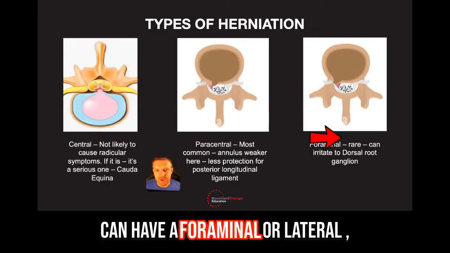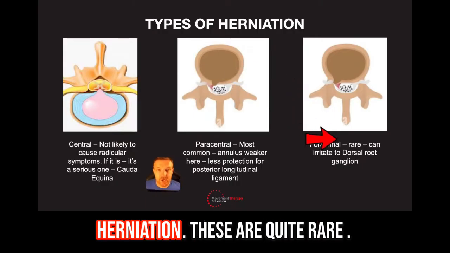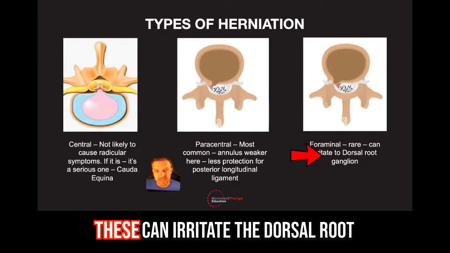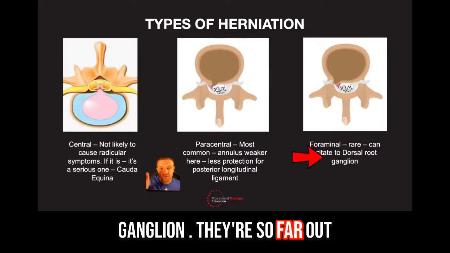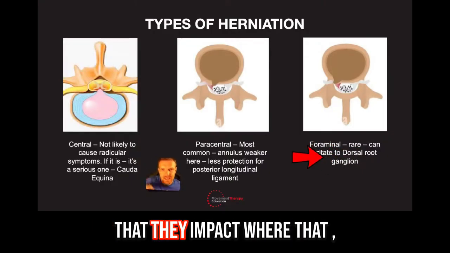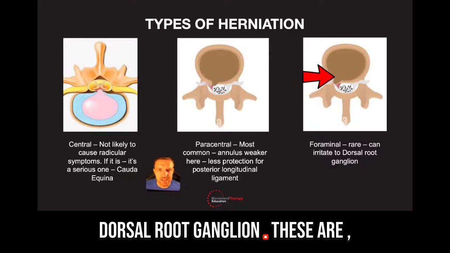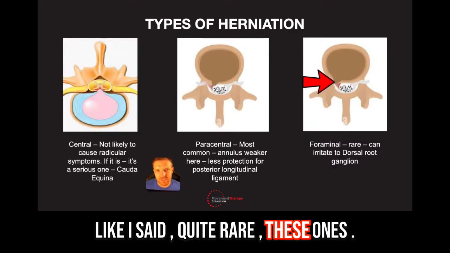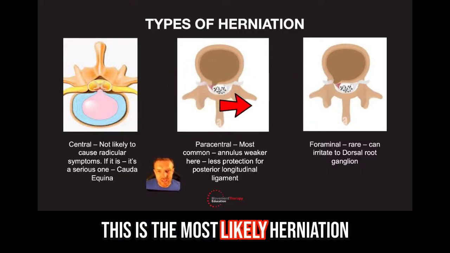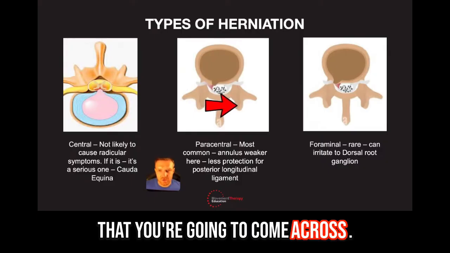And then you can have a foraminal or lateral herniation. These are quite rare. These can irritate the dorsal root ganglion. They're so far out that they impact where that sensory nerve is, and that's the dorsal root ganglion. These are, like I said, quite rare. This is the most likely herniation that you're going to come across.